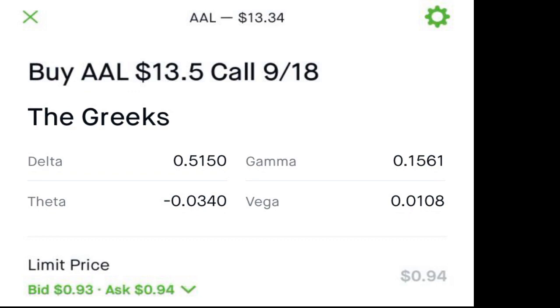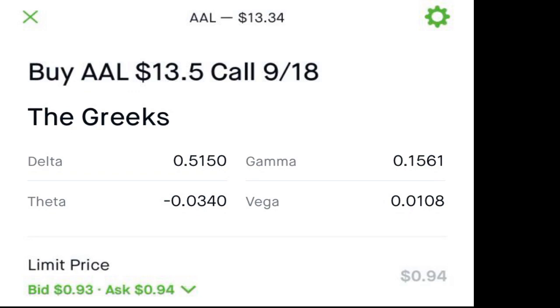The strike price is $13.50, and the premium is 94 cents there at the bottom right. So this would cost $94 to purchase this option because options are bought with 100 shares. So 100 times 94 cents is $94. Also, the current price of American Airlines is at the top, $13.34, right in the top center of the screen.